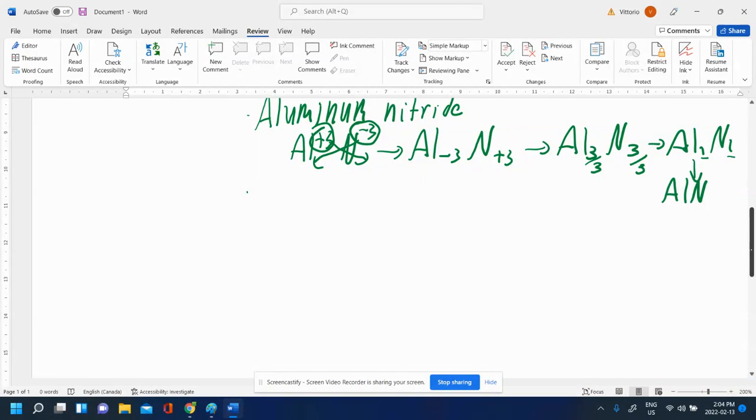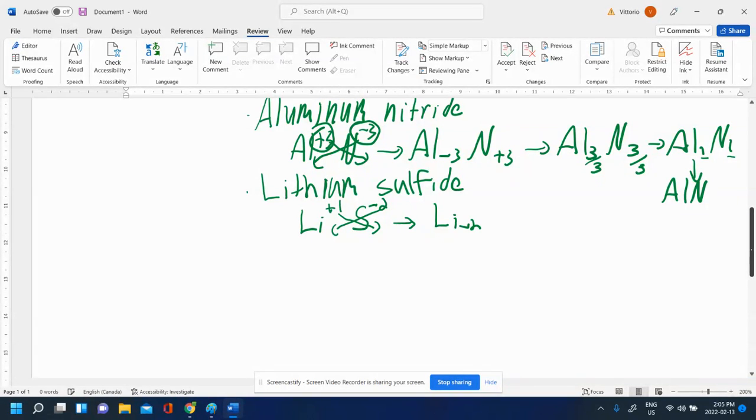We'll try one more. Let's do lithium sulfide. So same process. Lithium is in group 1, that's our metal, +1. Sulfide's in group 16, so like oxygen, has a charge of -2. Let's crisscross that, and we get Li -2, S +1. We can drop those charges: Li2S1. Notice that they're as simple as you can get, so you don't have to divide, but you have a 1 next to S.